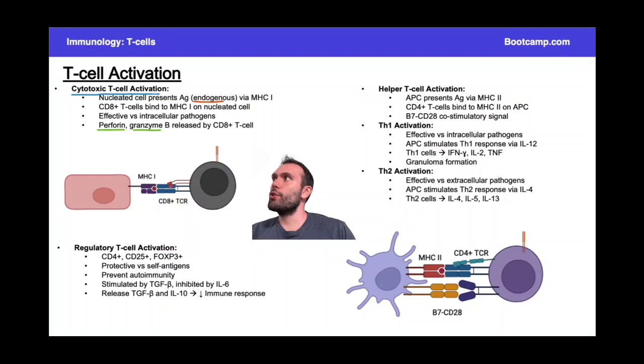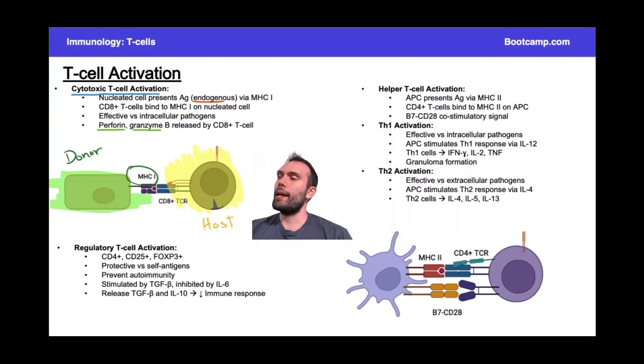So you can imagine, let's say that this cell came from the donor, and this CD8 positive T cell was from the host. So this is the host or the recipient that received the graft. What can happen is this MHC receptor might be somewhat foreign. It might not have the same exact HLA compatibility. And so these host cells will recognize, hey, this is not a self-antigen, and they'll start to destroy these donor cells for that reason.